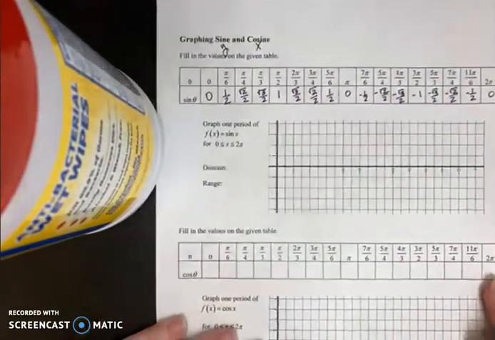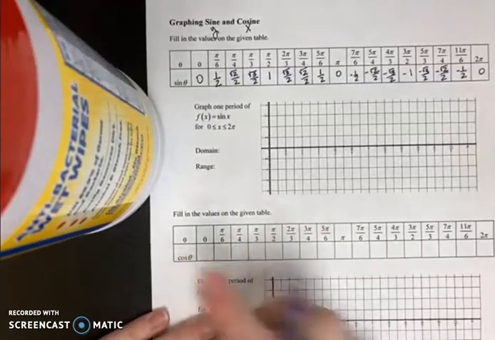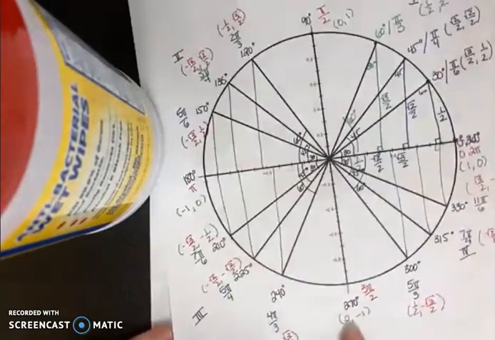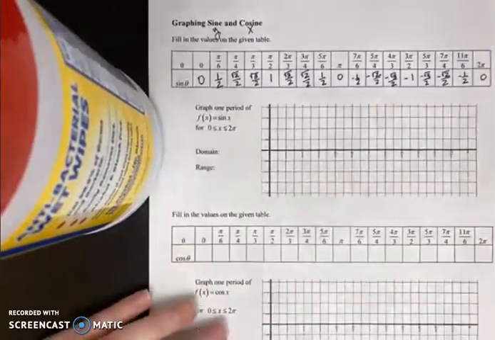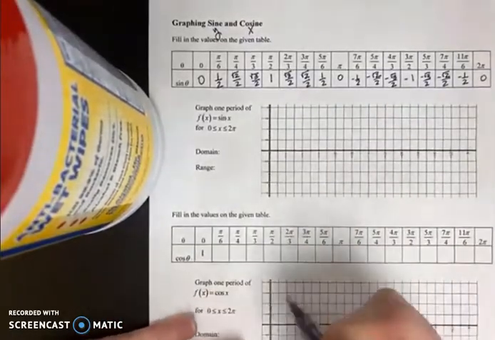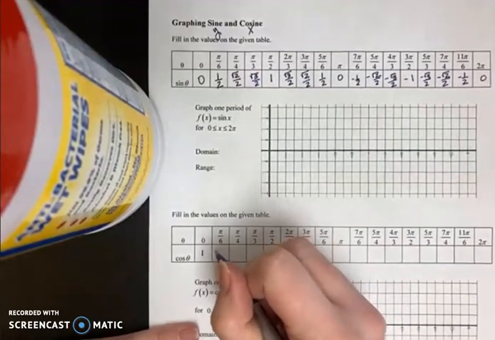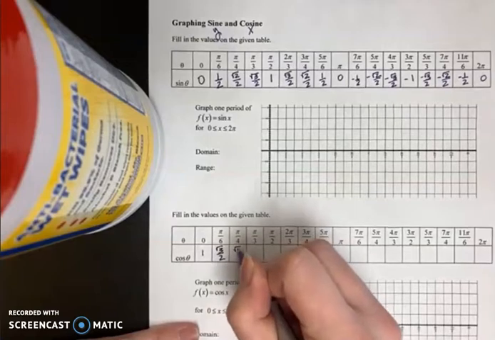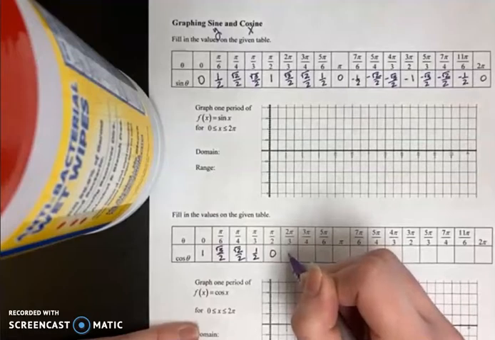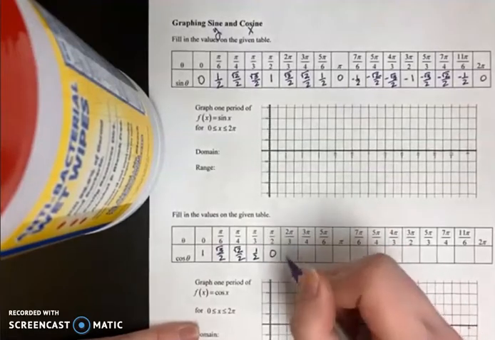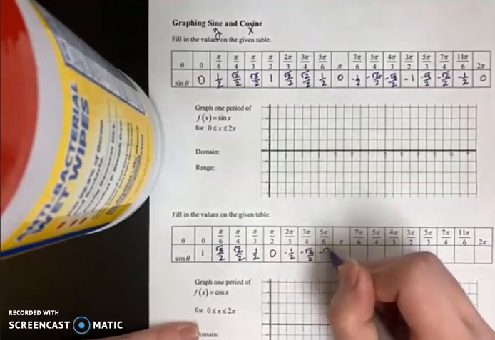Same thing when we do cosine: we're going to look at the unit circle and do the x value. Cosine of 0, the x value is 1. In quadrant 1, which is these three right here, cosine's positive, so it's going to be root 3 over 2, root 2 over 2, 1/2. This is a quadrantal angle where x is 0. Now in quadrant 2, my special angles are going to be negative for the x values, so negative 1/2, negative root 2 over 2, negative root 3 over 2.